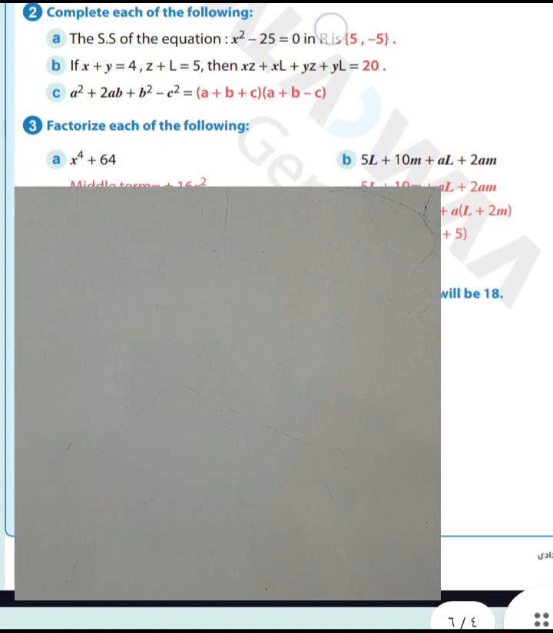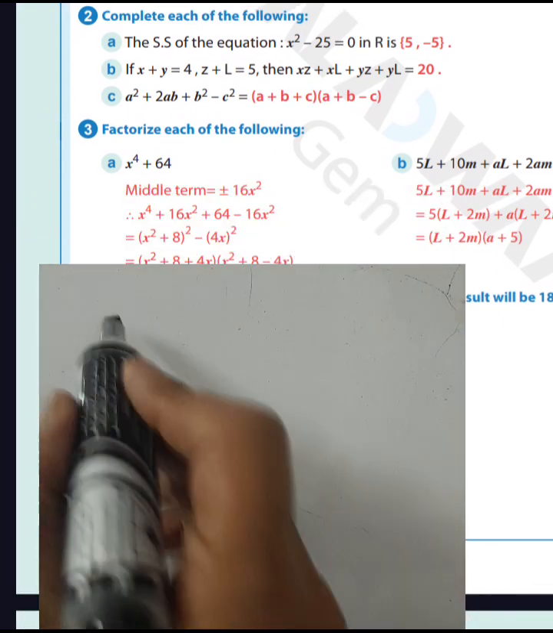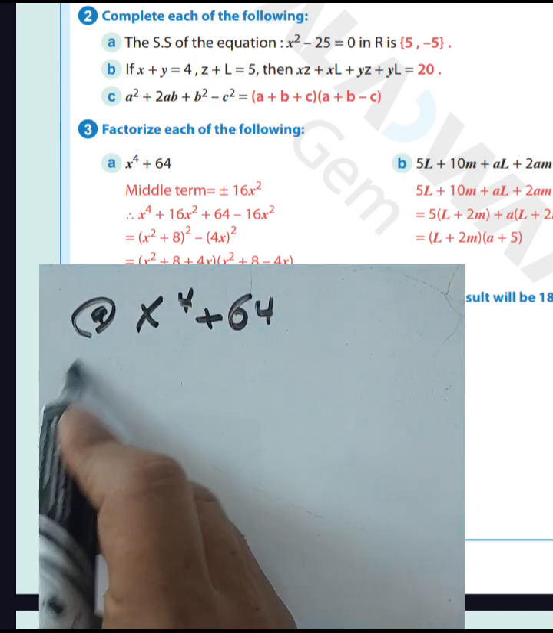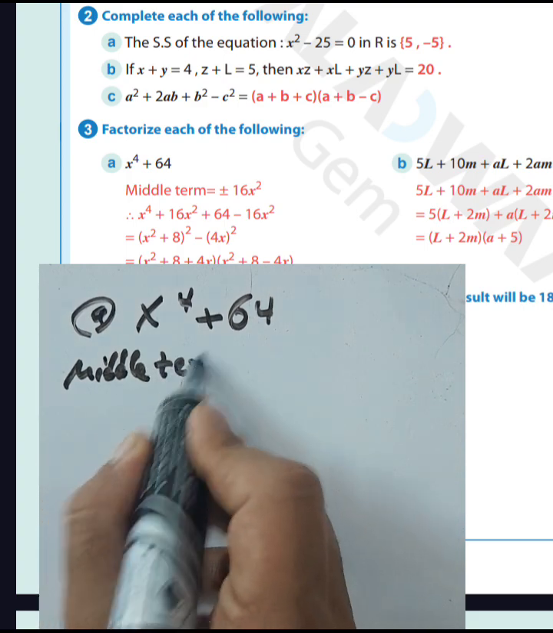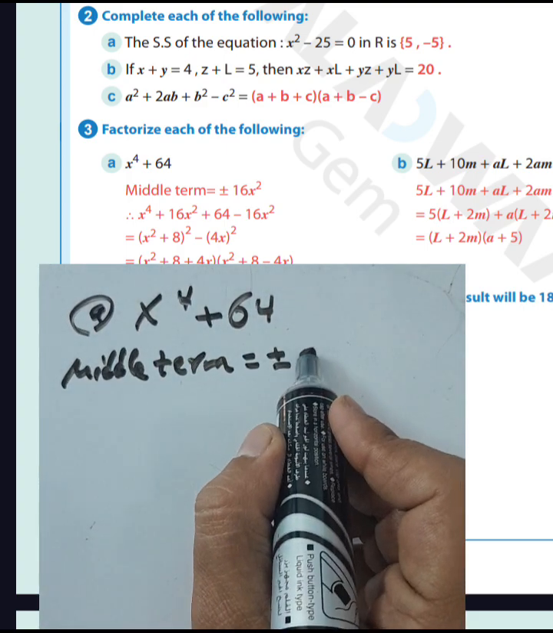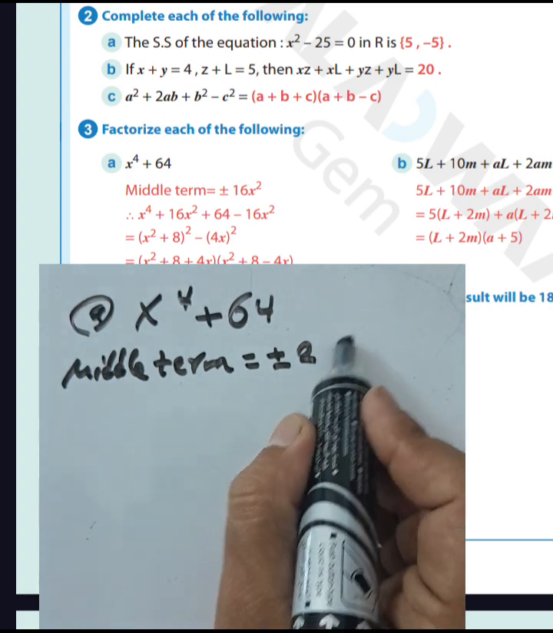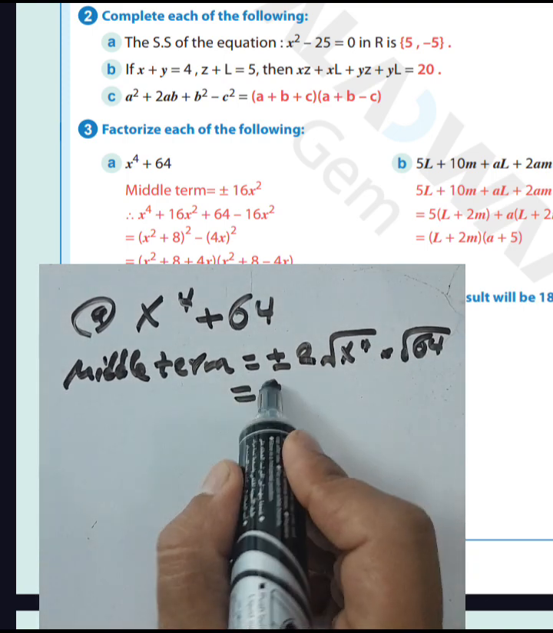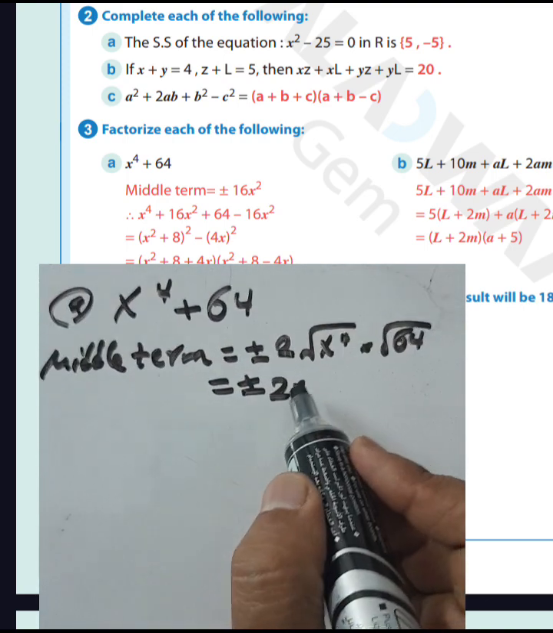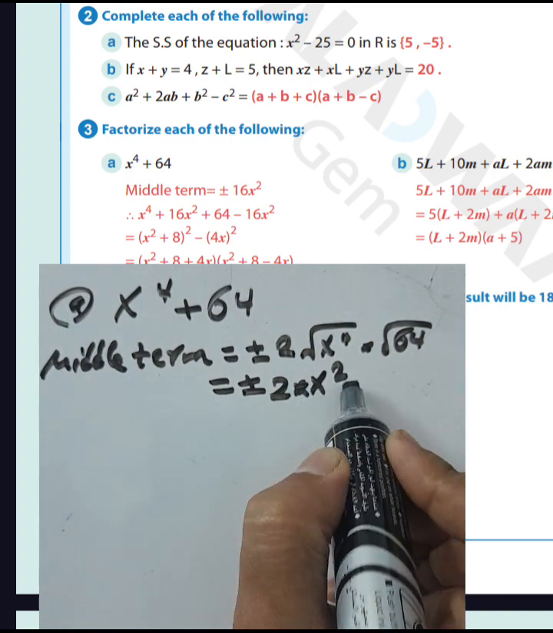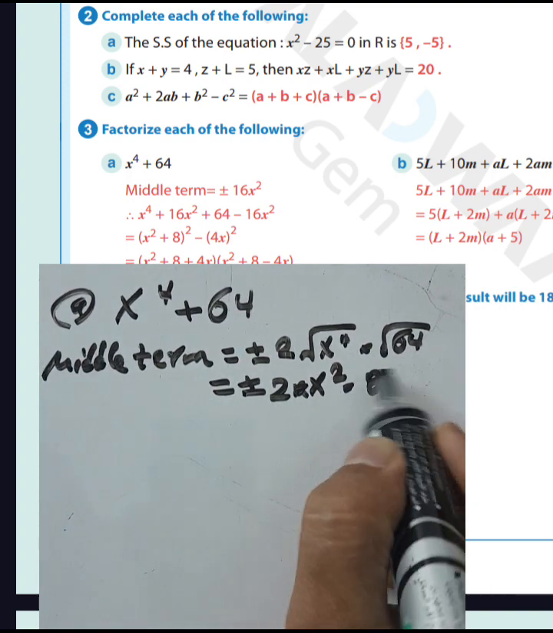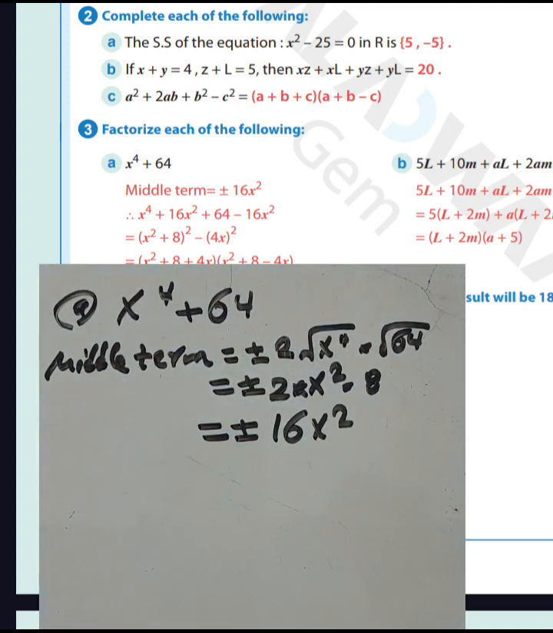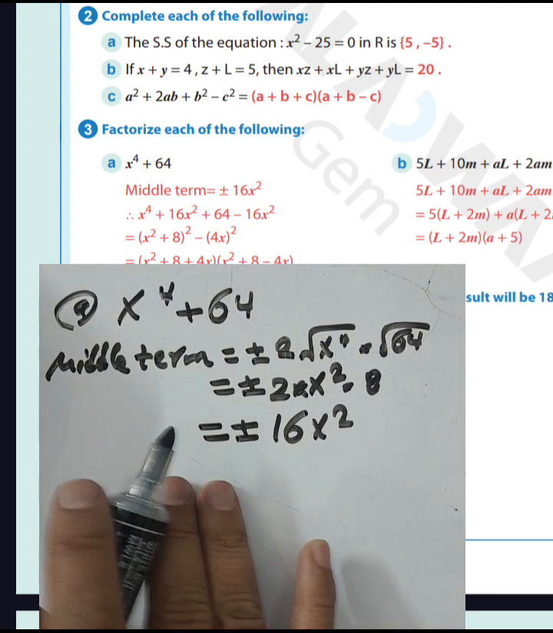Next question, number 3, letter A, factorizing x power 4 plus 64. We can add the middle term, positive or negative, and then write 2 times the square root of the first, times the square root of the second. Positive or negative 2 times the square root of x power 4, which is x power 2, times the square root of 64, which equals 8. Write positive or negative 2 times 8 equals 16. Then you must write 16 x power 2 in the middle, positive, and negative outside.